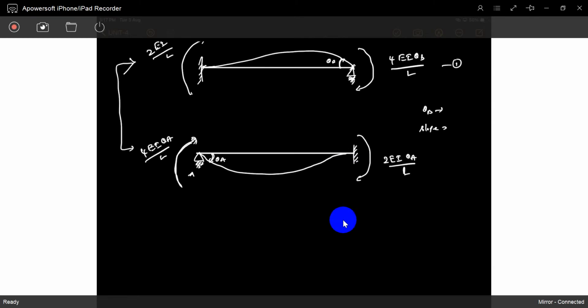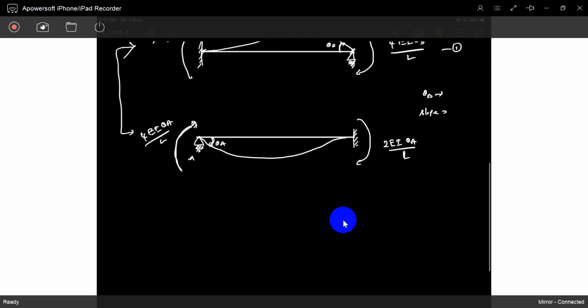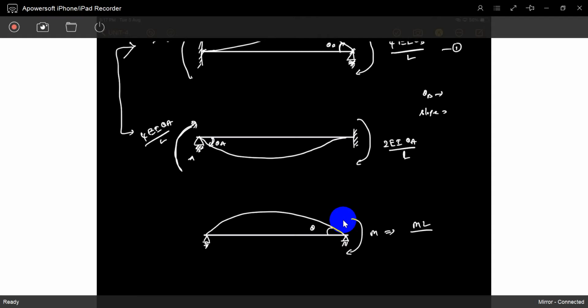One thing you have to clarify. If you didn't remember anything, I will give something else also. If you see, both are hinge joints. If you apply a moment M, what is theta? We already said it is ML by 3EI. So what is this theta? You already know it. This theta is ML by 6EI.